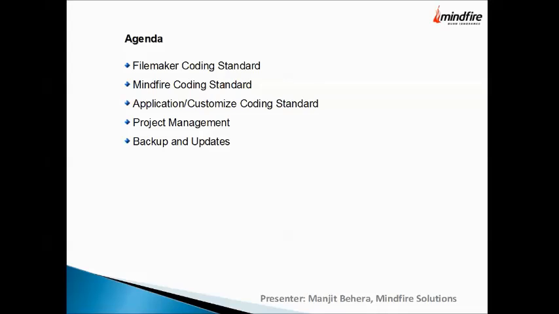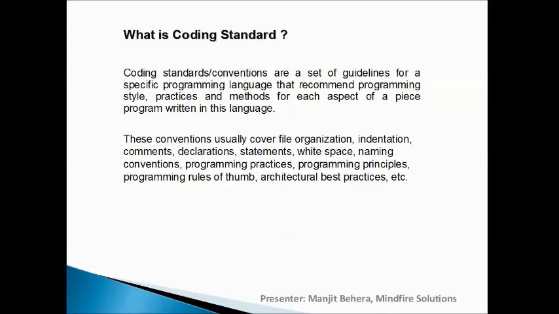First of all, the things that we are going to discuss here, there are five major points. First one is FileMaker coding standard, then application or customized coding standard, project management, backup and updates. First of all, let me tell you what a coding standard is.